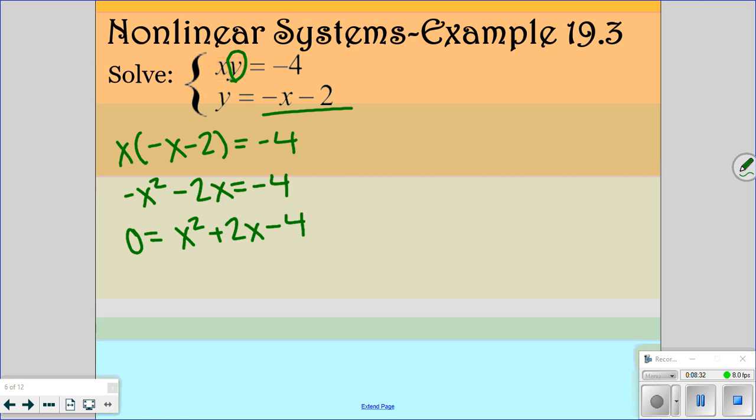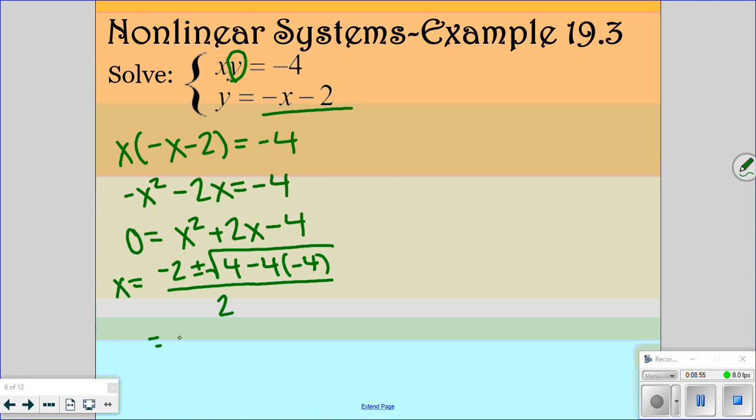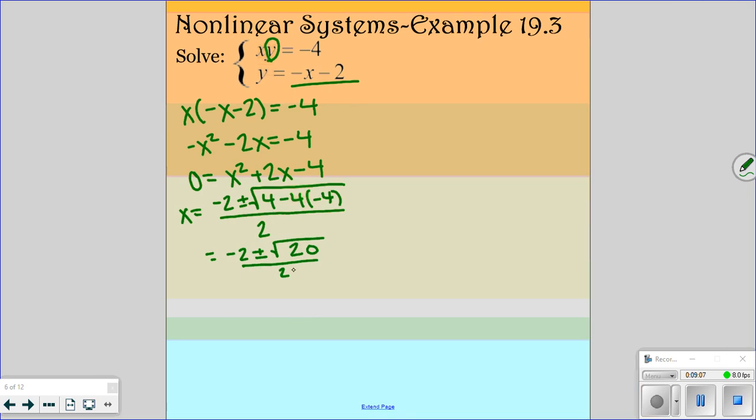And hopefully it would factor. Unfortunately, it doesn't factor, so we're going to have to use the quadratic formula. So negative b plus or minus the square root of b squared, so 2 squared would be 4, and then minus 4, our a is 1, and our c is negative 4. And then all over 2 times 1. So that gives us negative 2 plus or minus the square root of 4 plus 16, which is 20, all over 2. So we want to reduce our radical if we can. So the square root of 20 is the same thing as 2 square roots of 5, and then all over 2. And now we can actually reduce this because 2, 2, and 2, those all 3 divide by 2 to give us a 1. So we'd have negative 1 plus or minus 1 square root of 5.